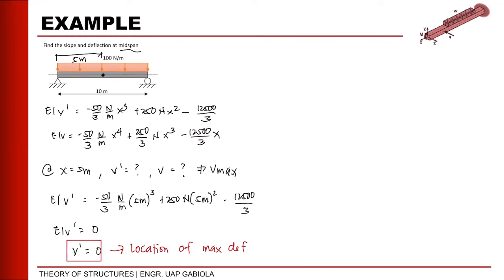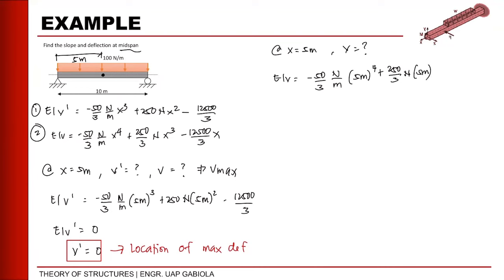Okay? Next is para dun sa x equals to 5 meters, kung ano yung value ng v natin, v lang, no? So, gamitin natin yung second equation. Ito yung first equation, second equation. Okay? So, second equation, EIv is equals to negative 50 over 3 Newton per meter times yung x natin is 5 meters to the fourth plus 250 over 3 Newton 5 meters cube minus 12,500 over 3 times 5 meters. Okay?